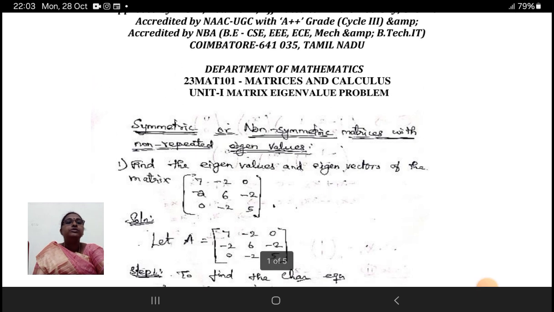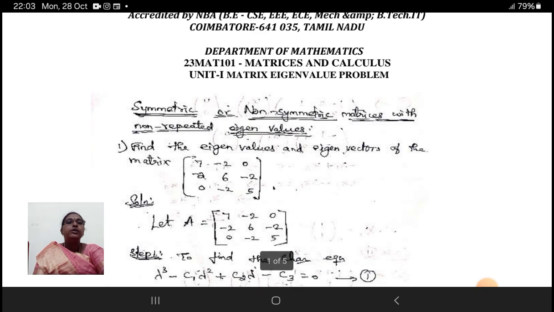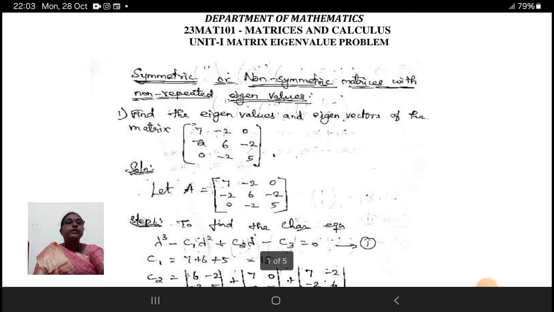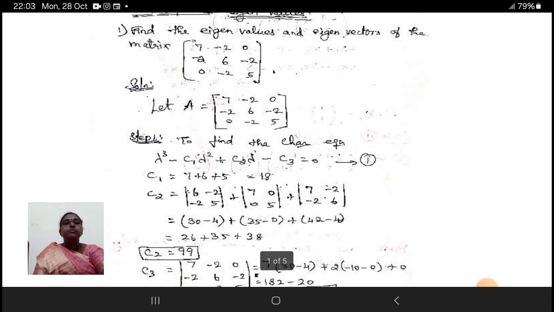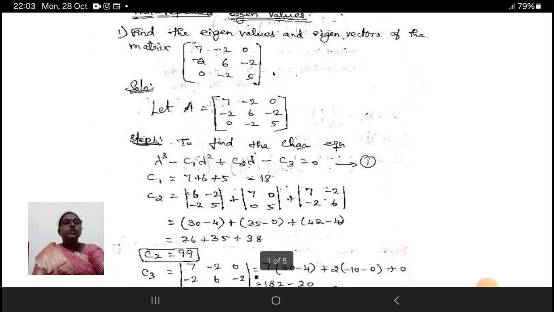Today we are going to discuss the matrix eigenvalue problem. In this, we are going to discuss symmetric matrices with non-repeated eigenvalues. Our first question is: find the eigenvalues and eigenvectors of the matrix. The given matrix is [7, -2, 0; -2, 6, -2; 0, -2, 5].